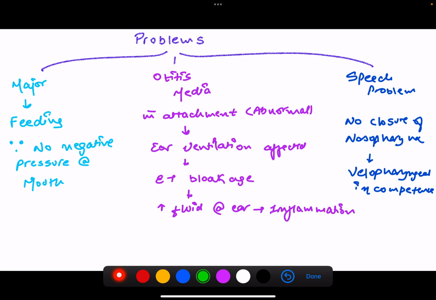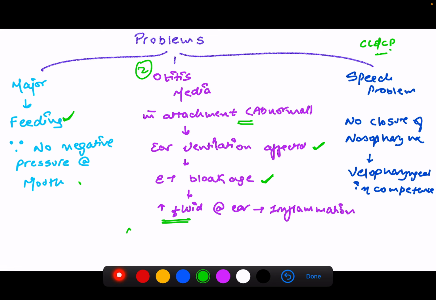Now coming to the problems faced by patients affected with cleft lip and cleft palate. So the major problem is feeding, since there is no negative pressure inside the mouth. Second one is otitis media. This occurs because of abnormal muscle attachment and thus ear ventilation will be affected, leading to blockage of the eustachian tube.